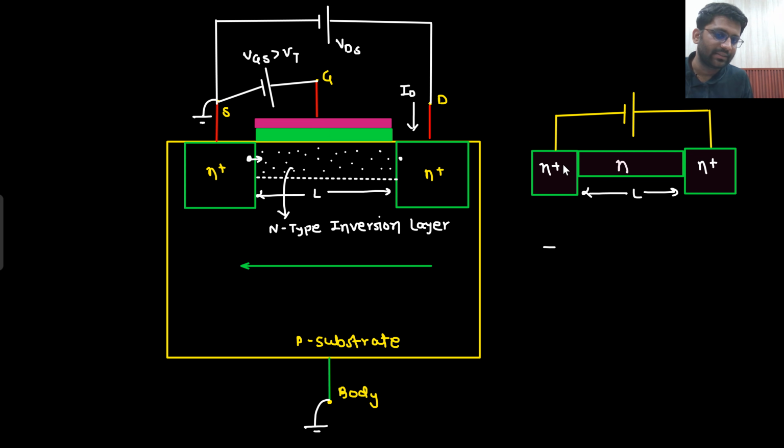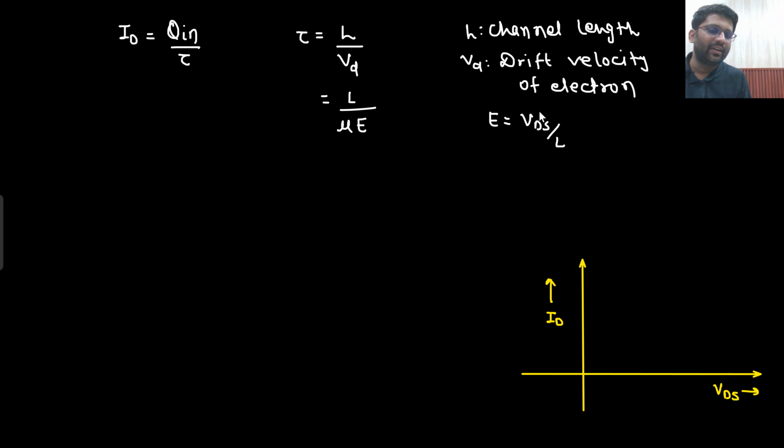N plus, lesser resistance. More charge carriers, more conductivity. Sorry, less charge carriers, less conductivity, that means more resistance. And here, lesser resistance. So most of the potential would be dropping here only. So you will have to assume that all the potential that you have applied, Vds, will be dropped across this length only. So electric field can be written as Vds by L, right?